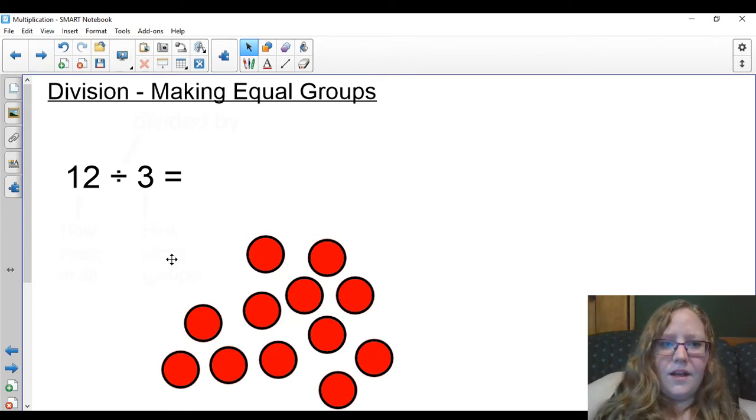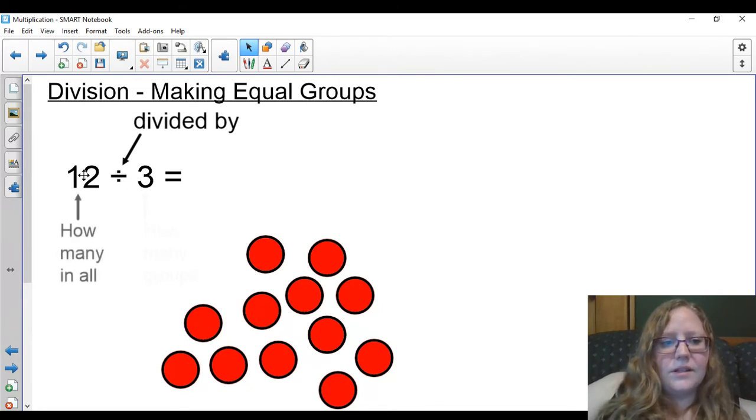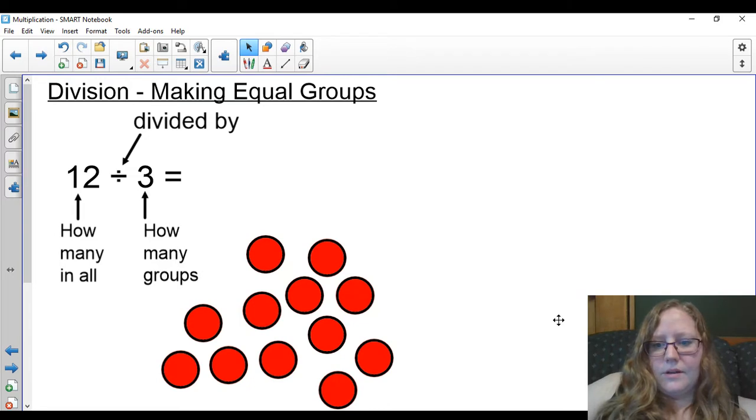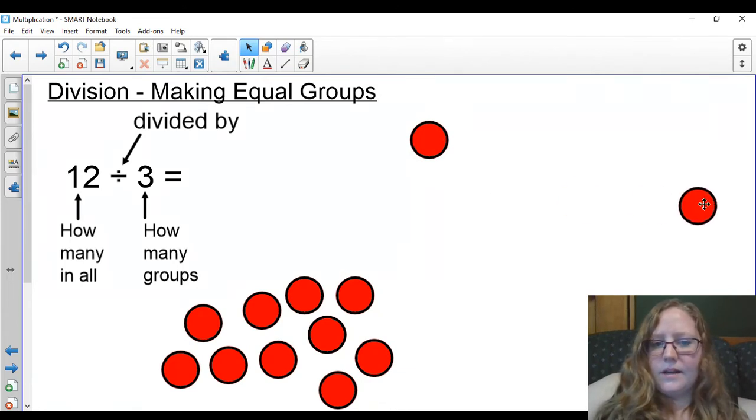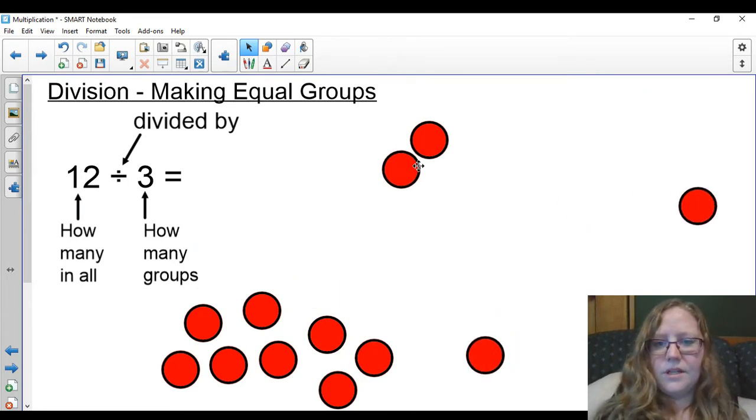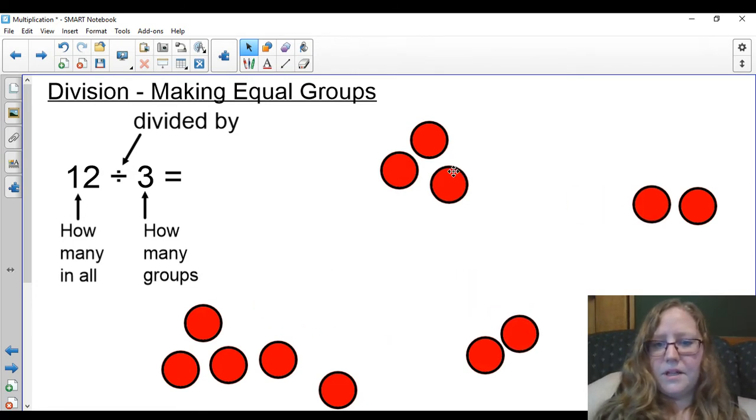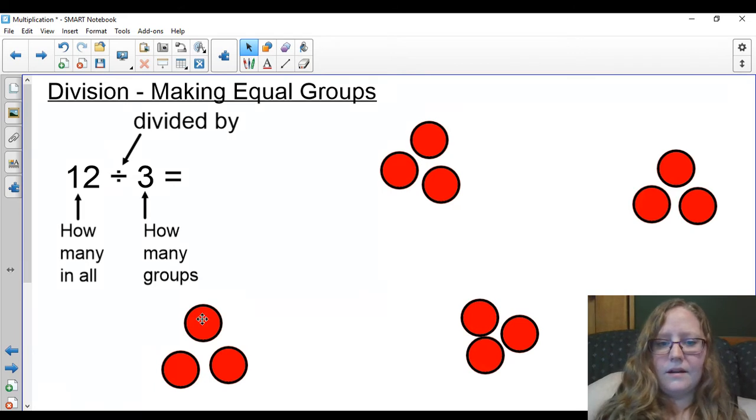So if I am making equal groups, remember I'm doing divided by is my symbol. This symbol means division. So this is how many are in all and how many groups I'm going to make. So in my case, I'm going to make 3 groups. So I'm going to have 3 areas over here where I make groups. So here's my first area, my second area, and my third area. And I'm just going to keep dividing my big group of 12 until I don't have any left in my big group of 12. And then my answer will be how many are in each group.